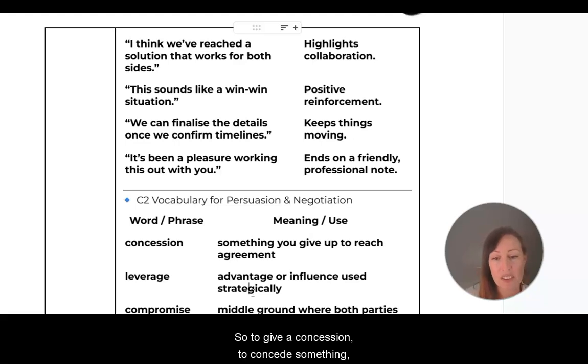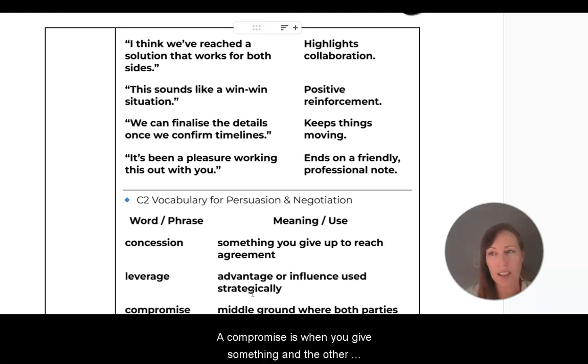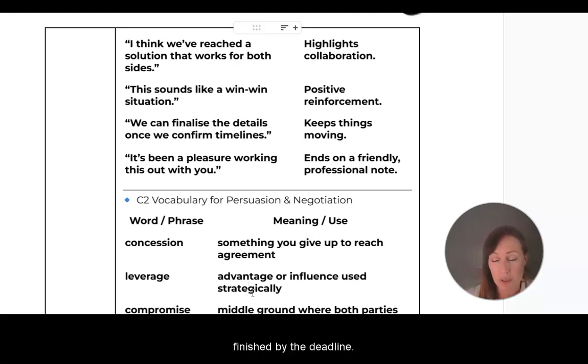So to give a concession, to concede something, is something you give to reach agreement, to reach a compromise. A compromise is when you give something and the other party gives something in order to reach an agreement. This is a compromise. Different from a commitment. Be careful. A commitment is when you promise to do something. For example, when I signed my contract for work, I made a commitment to carry out the duties of the post. Or commitment to the client is to have the work finished by the deadline. Something you promise to do. A compromise is you give something, they give something to reach an agreement. Okay?